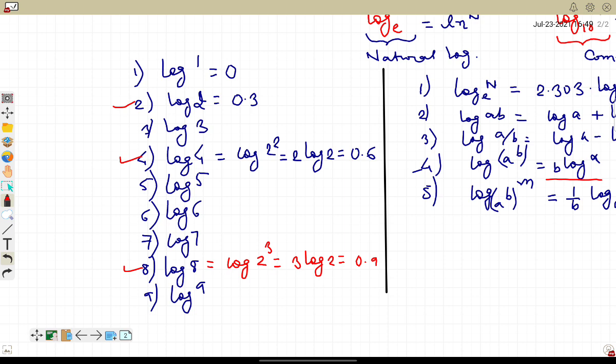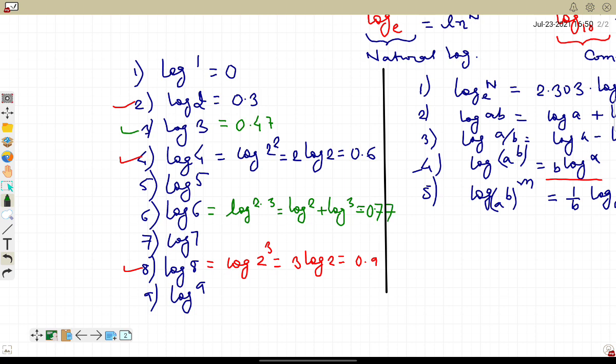Next, the value of log 3, I use a different color for log 3. Log 3 is equal to 0.47, you can remember this value. Once you remember the value of log 2 and log 3, you can easily find log 6. Log 6 can be written as log of 2 into 3, which can be written as log 2 plus log 3. So you know the value of log 2 as well as log 3. If you add these two values, we get log 6. So what is the value of log 6? 0.47 plus 0.3.